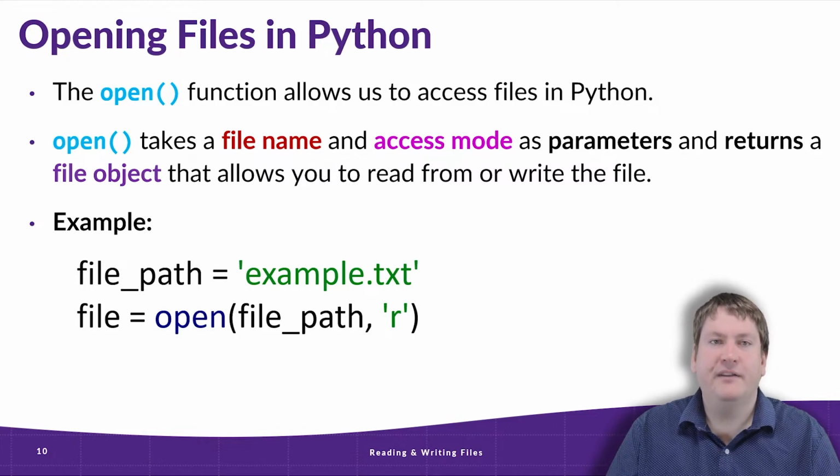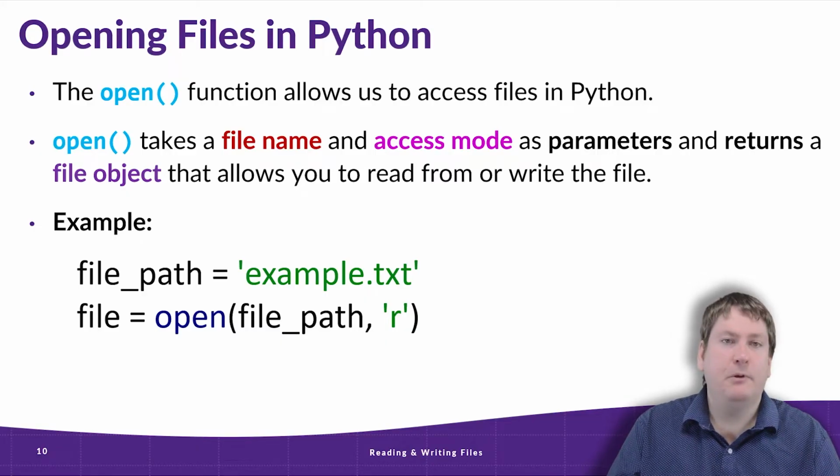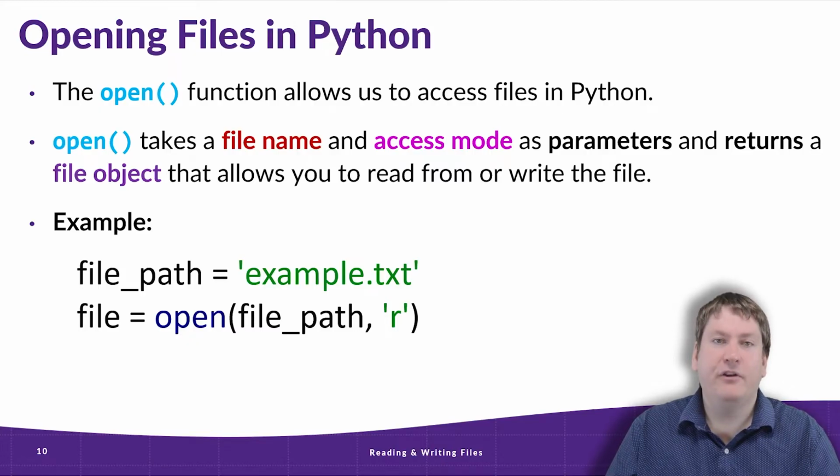This example only has 2 lines of code. The first line you should already be familiar with. It's storing the string example.txt in the variable named file path. Note that in this example, this variable name doesn't really matter. It could be named anything we want. We could call it name, we could call it f, we could call it path. Any of those would be fine as long as we're consistent with it.